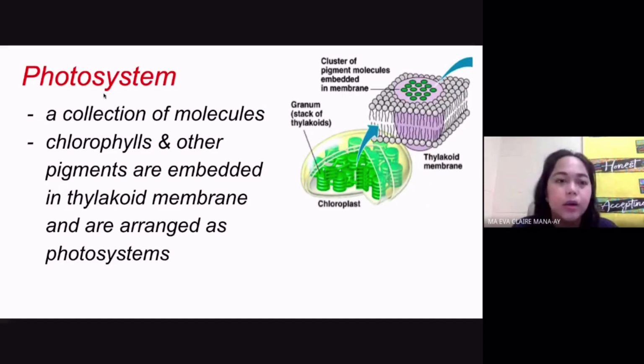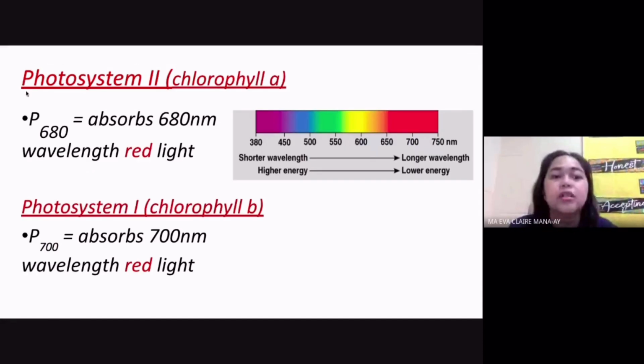So when you say photosystem here, this is just a collection of molecules, and all your chlorophylls and all the other pigments are formed into your photosystem. Now in photosynthesis, there are actually 2 photosystems involved, your photosystem 2 and photosystem 1. Now you need to remember that in photosynthesis, you have 2 types of chlorophyll. Chlorophyll A is the major pigment that drives photosynthesis.